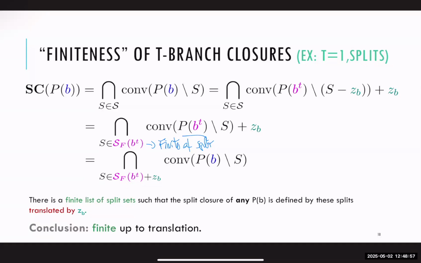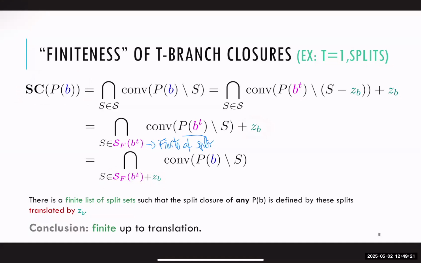You can go back, you put the interior point inside again. And then in order to do that, you need to sort of translate the splits as well. So the split closure of this generic polyhedra is generated by finitely many splits that depend on this fixed polyhedra V_T and the perturbation, the interior perturbation.